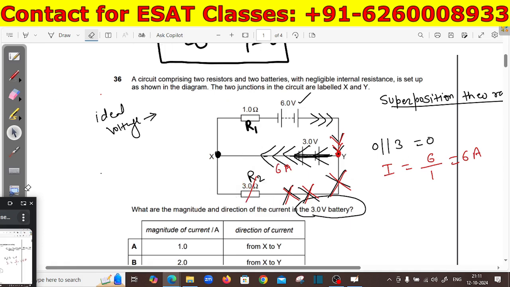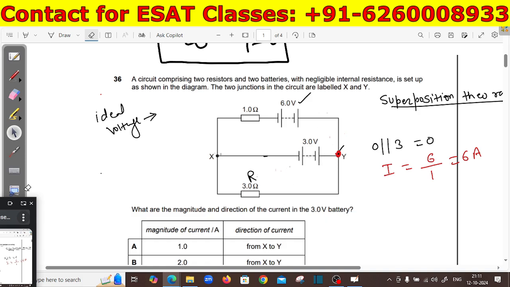Now what I will do is remove this 6-volt battery and apply the 3-volt battery, and let us see what is going on. So now I am removing this 6-volt battery. If you remove this battery, it means this is going to be a short circuit, and now this 3-volt battery comes into the picture. So I think current will start from this direction. It has two options: it will either flow in this direction or in this direction. So can you analyze that?